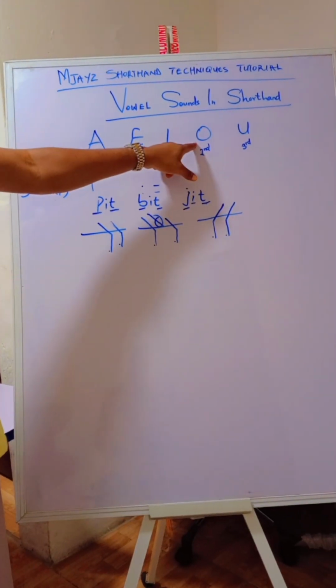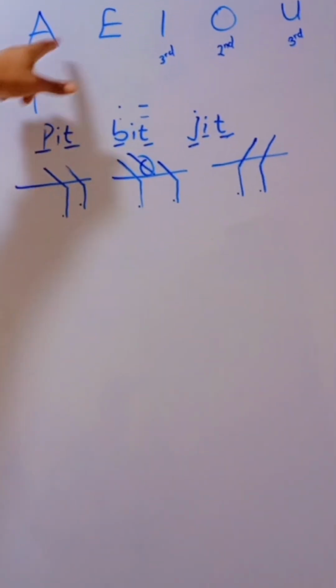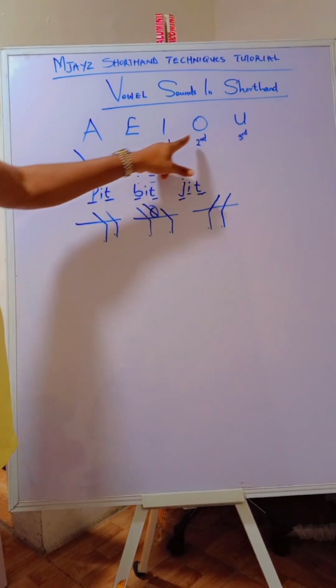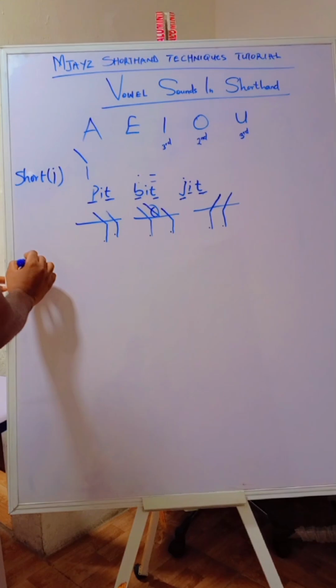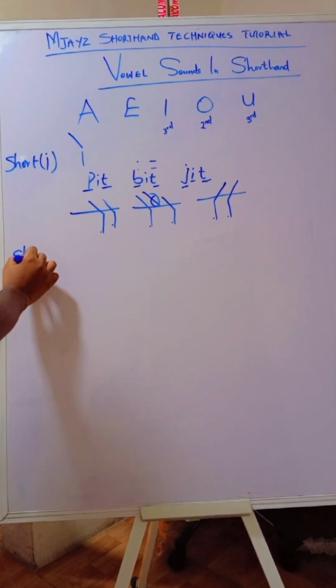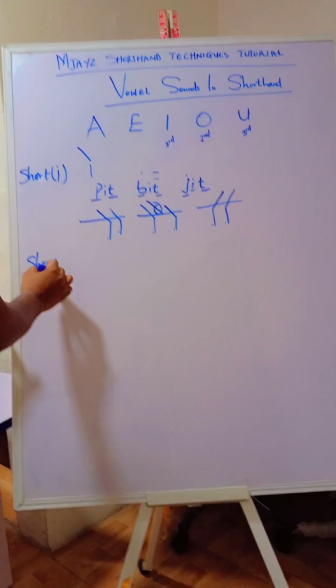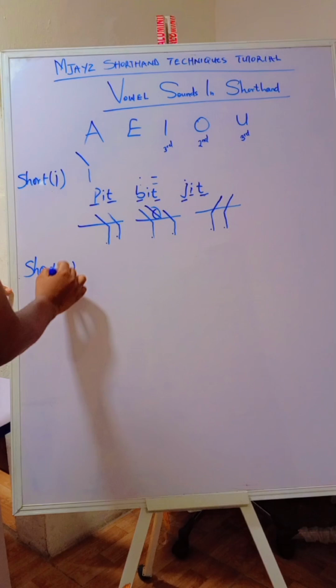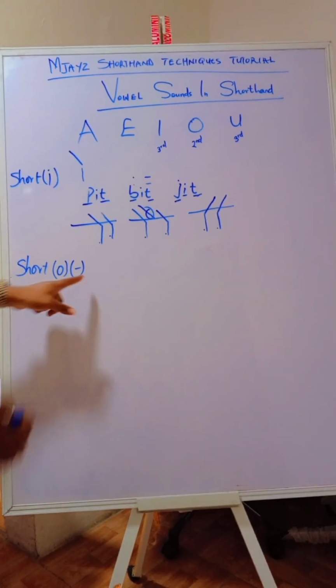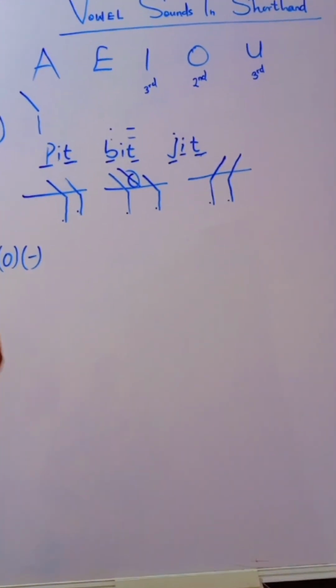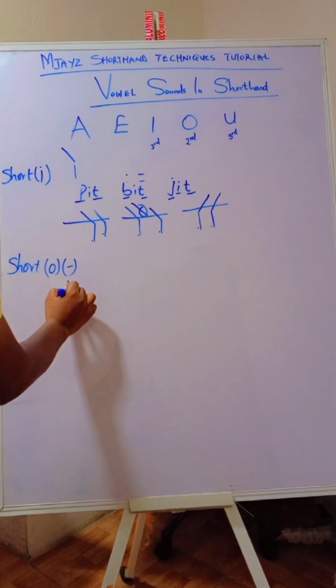That is short E. Then we go to the second one, which is A. A, E, O. It's also the short one because there is heavy O, which is represented with a heavy dash. So A is represented with a dash. We have some examples here: bath.